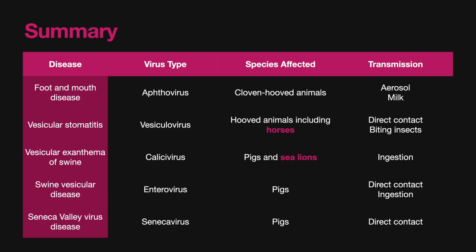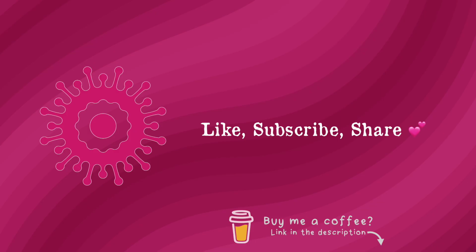Here is just a brief summary table going over the different diseases, what type of virus causes the disease, and which species are affected. Most notably, know that vesicular stomatitis can affect horses, which is not true of the other diseases, and that vesicular exanthema of swine is closely linked to the sea lion virus, which is pretty unique amongst these 5 viruses.